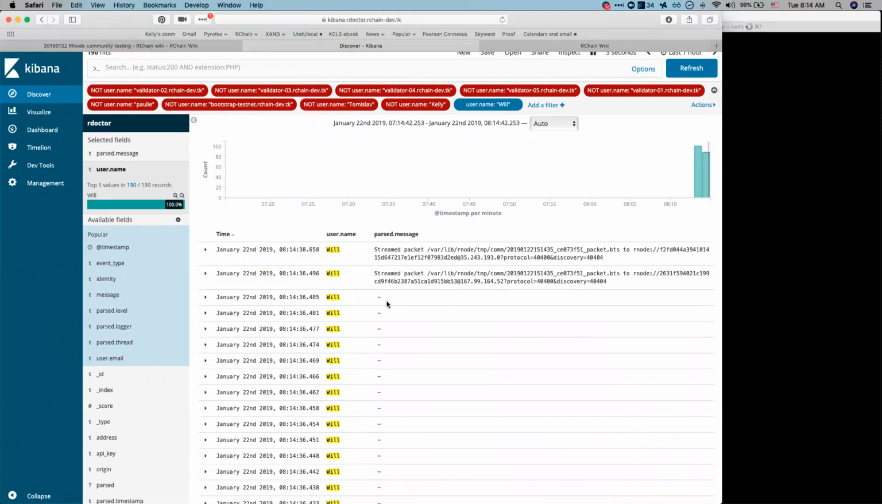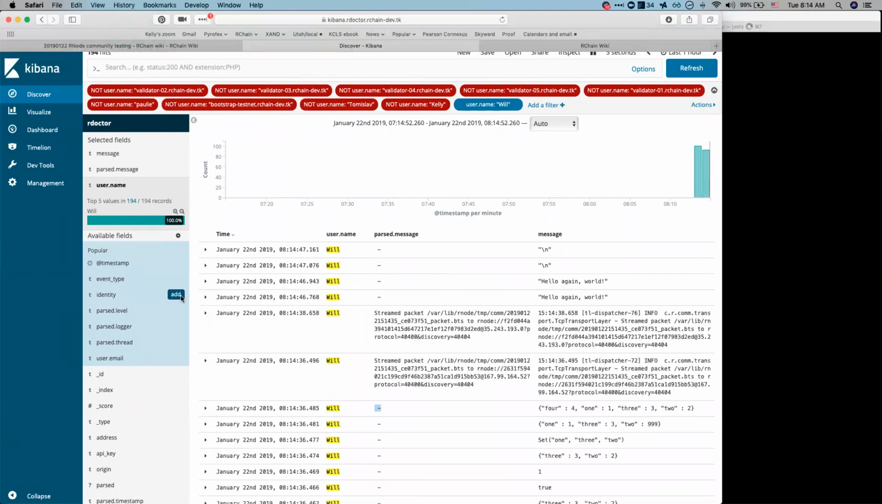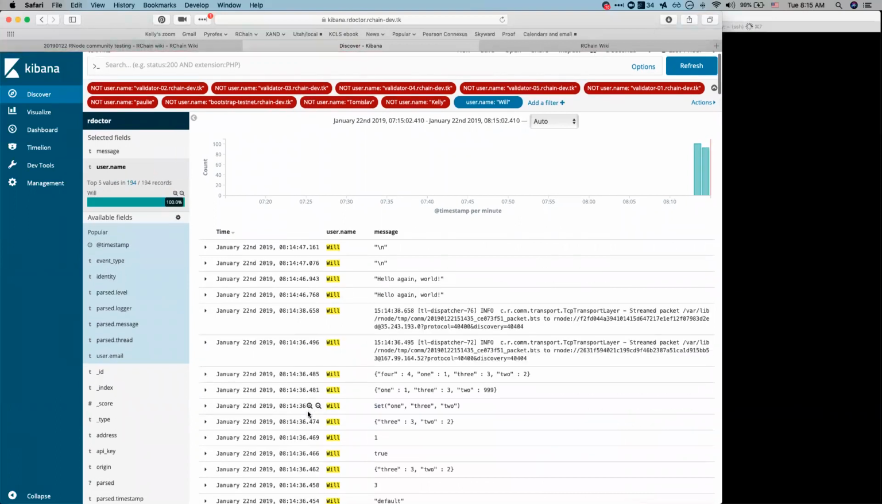Wait, hold on. Let me make sure I see. So in the left column, you can pick just the message instead of parsed message. And you will see how it's... Oh, I see. Yep. Okay, so let's do that. I have to up my Kibana game, Tomasz. It's pretty low.